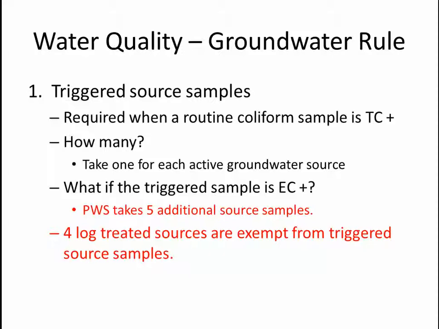So the triggered source samples are required when you have that routine coliform positive sample. How many do you take? Well, you take one for each active groundwater source. So if you have 20 springs that are active at the time when you took that routine sample, then you have to take 20 triggered samples. What if the triggered sample comes back positive for E. coli? Well, then you are required to take 5 additional source samples.